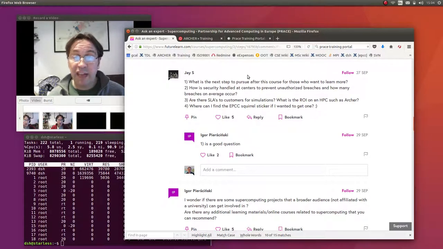Third question: are there any SLAs to customers for simulations, and what's the return on investment for Archer? Well, we have a lot of service level agreements on Archer. I can only speak about Archer here. Archer is funded by the UK Research Councils, mainly by EPSRC, the Engineering and Physical Sciences Research Council. And we have a lot of service level agreements with them to do with things like keeping the service up, and responding to queries, delivering the training program and such like, which are all quite tight. But they're more at a service level, you know, keeping the machine up for 90-whatever percent of the time and this kind of stuff, keeping the machine used and available.